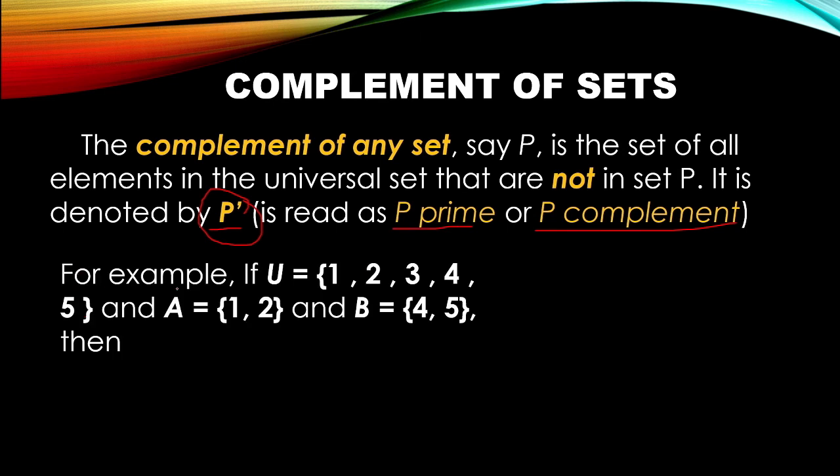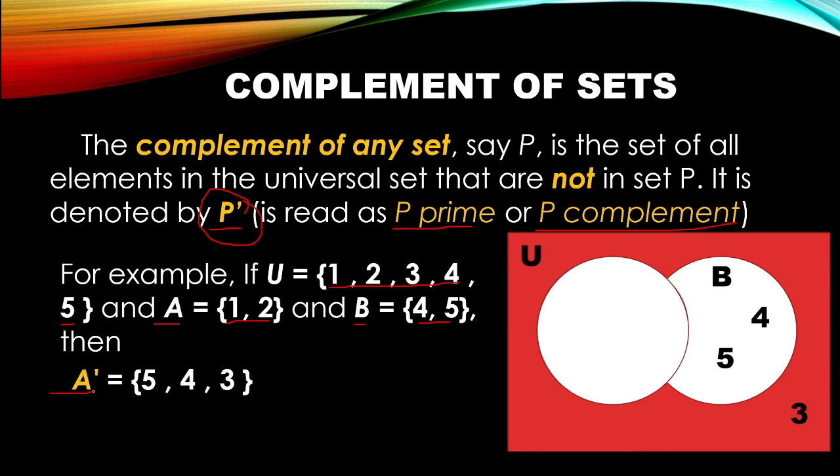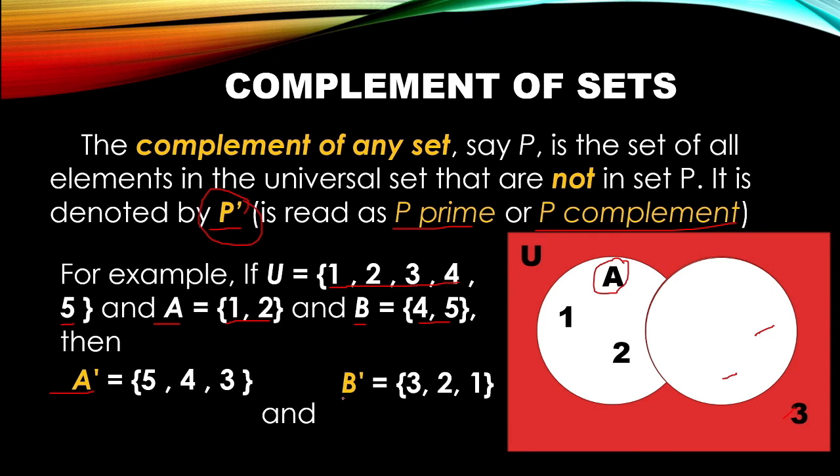Okay? For example, if U has the elements 1, 2, 3, 4, 5, and set A has the elements 1, 2, set B has the elements 4, 5, then A prime, or the complement of A, is 5, 4, and 3. Okay, paano siya naging 5, 4, and 3? So, ito yung A. Ang kinuha lang niya, yung lahat ng element na wala sa A, which is 3, 4, and 5. And B prime, or complement of B, which is 3, 2, 1. So, lahat naman ng element na wala sa set B. So, 1, 2, 3. Okay.